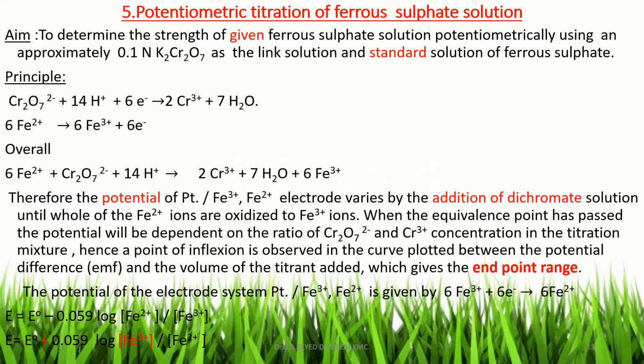So the aim of the experiment is to determine the strength of the given ferrous sulfate solution potentiometrically by titrating the solution against 0.1 normal potassium dichromate, and the dichromate is standardized by a standard solution of ferrous sulfate potentiometrically. That is the aim of the experiment.